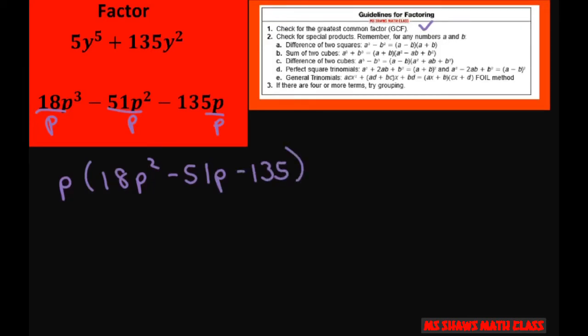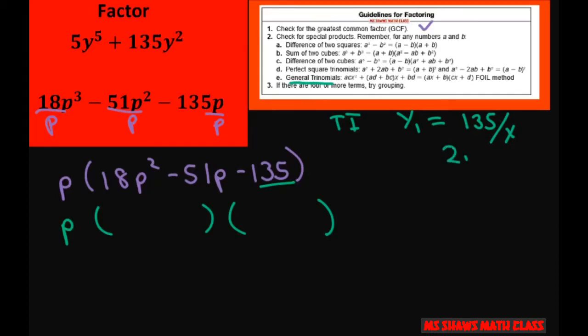And what we're going to have to do is do the general trinomials. What I like to do with these is I go to my graphing TI calculator, type in y1 equals, and for example, I did 135 and divide that by x. Then you hit second graph, and that gives you the table of values. I would type in actually negative 135, and that gives you all the values of the factors of 135.